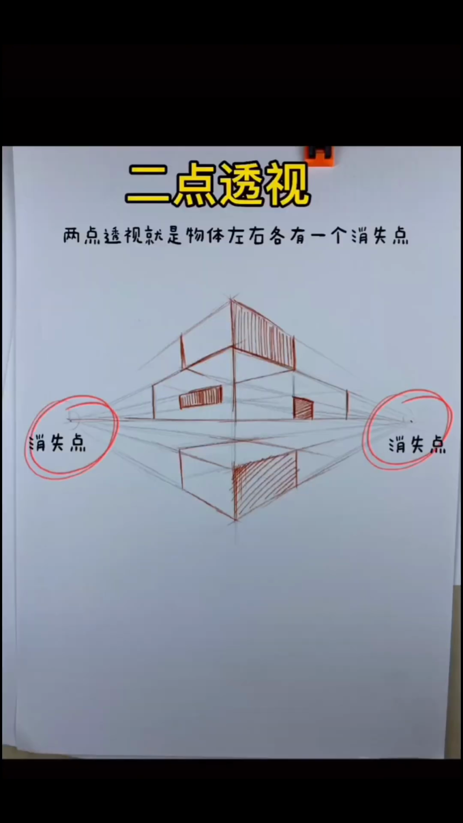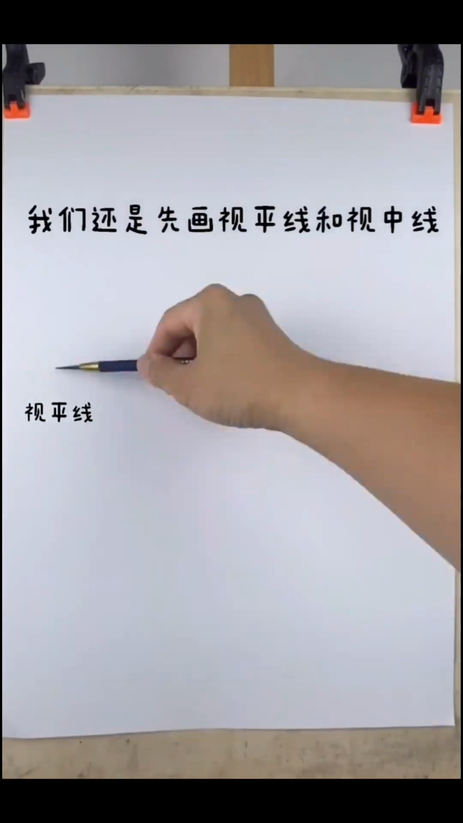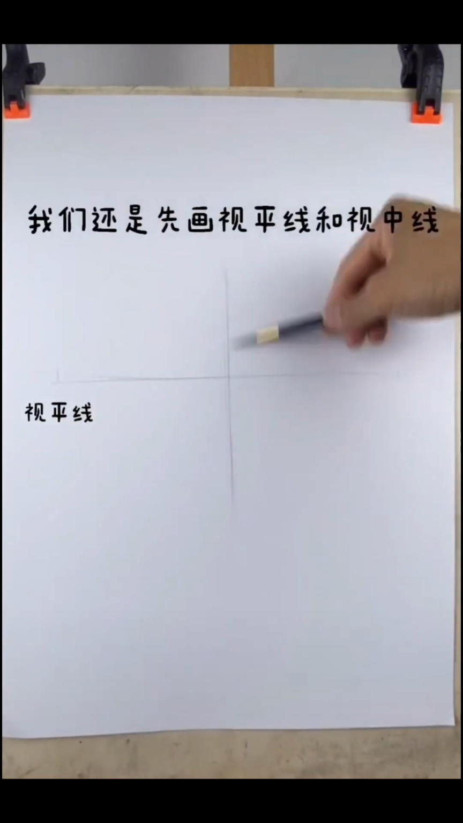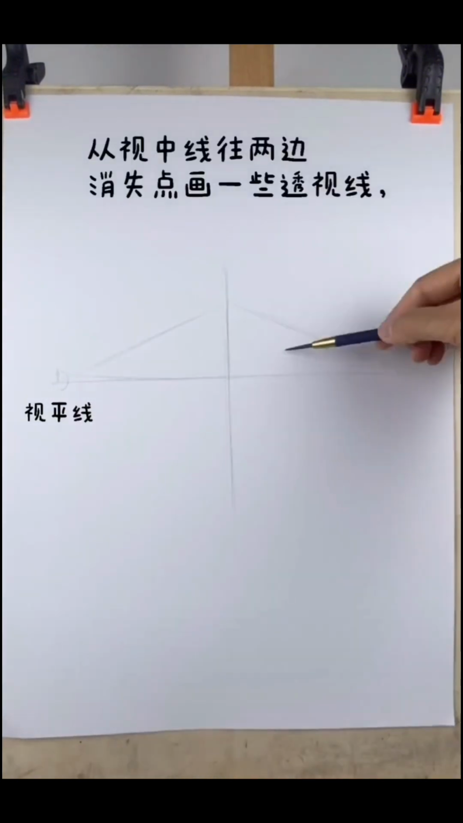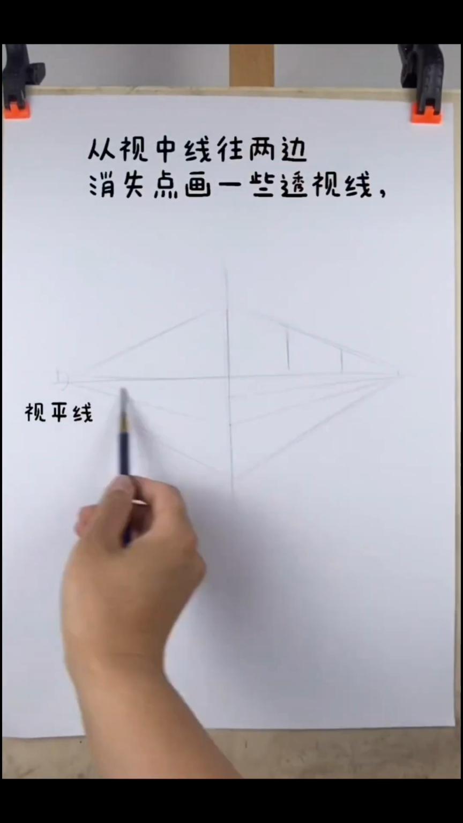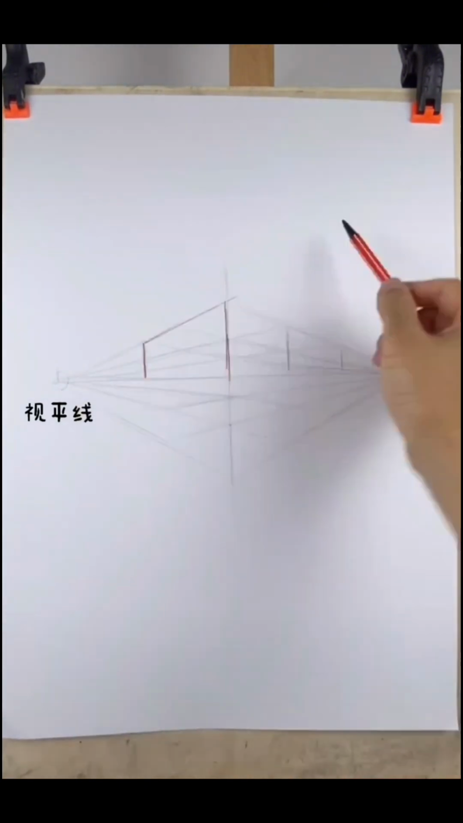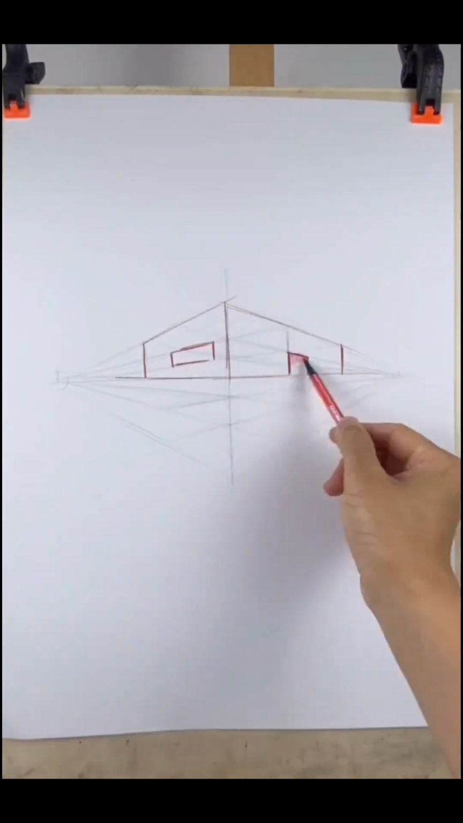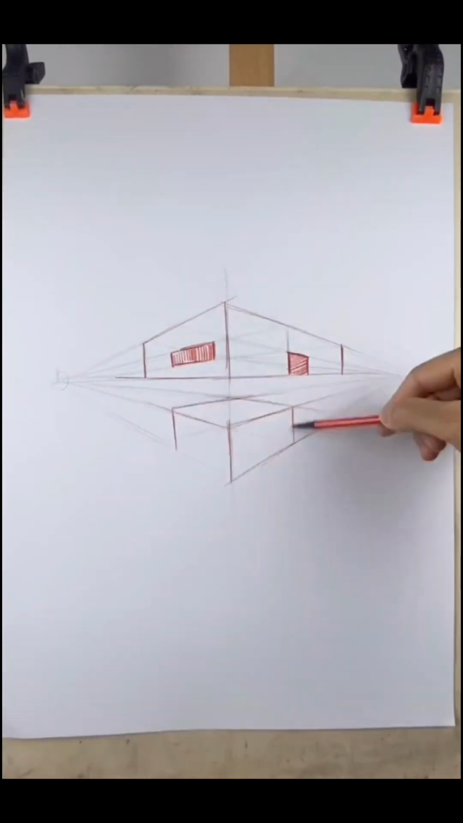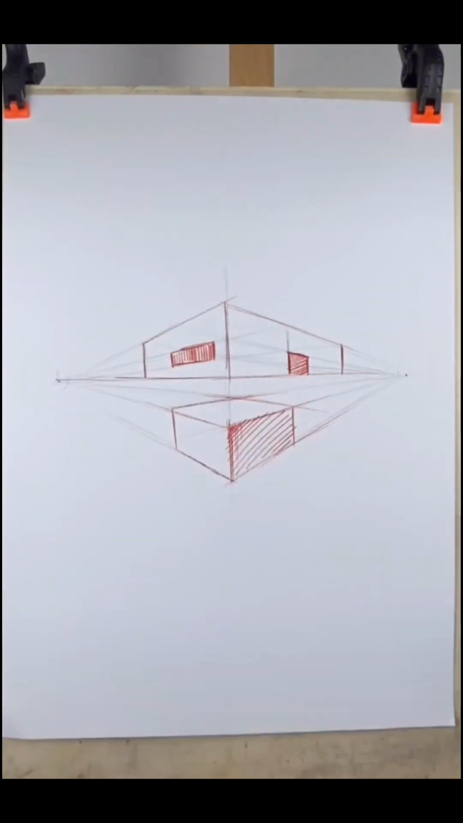2-point perspective means there are 2 vanishing points on the left and right of the object. We still draw the horizon line and the central visual line first. Draw some perspective lines from the central visual line to the vanishing points on both sides. We can draw the left and right perspective of the object by intercepting a section in the perspective lines.